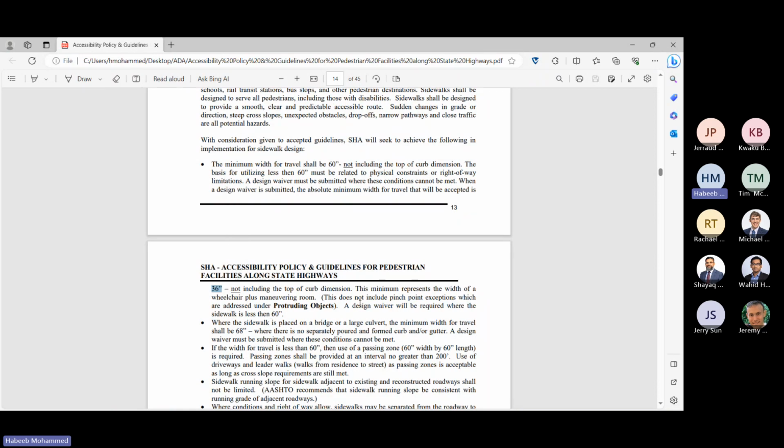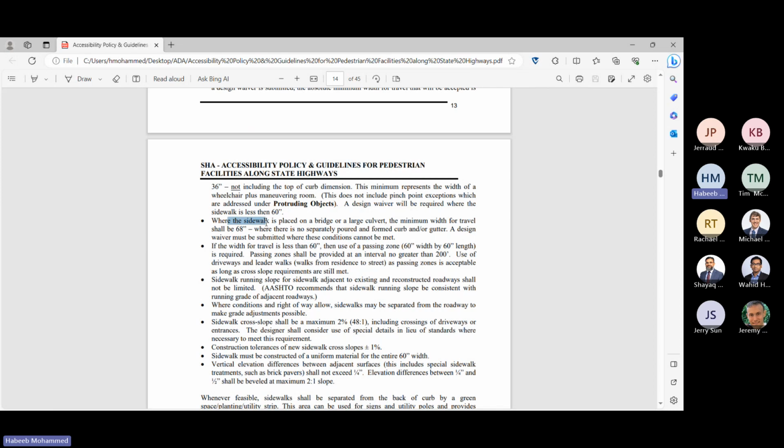Before doing that, you need to exhaust all the options. Whatever the reason could be, there could be some utility or right of way issue where you cannot provide the 60 inch, then you can go with the minimum and submit that waiver. Okay, and the second bullet point talks about the bridge or a large culvert. So on the bridge or large culvert, it looks like the minimum width has to be 68 inch. Just keep that in mind.